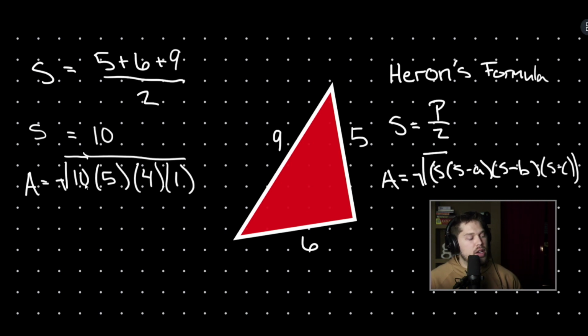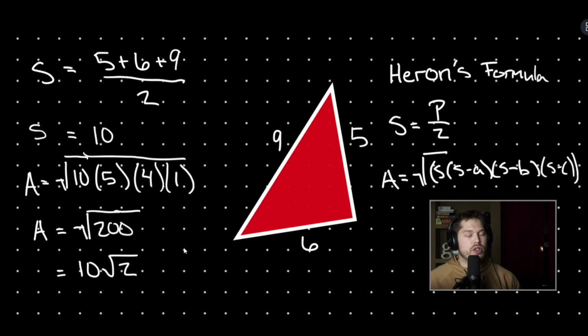All right. So we have 10 times 5 is 50, and 50 times 4 is 200. So our area is equal to the square root of 200. Of course, this simplifies to be 100 times 2, so we can pull out the 10. So 10 square root 2 is going to be the area for this triangle. And that is how you use Heron's formula.